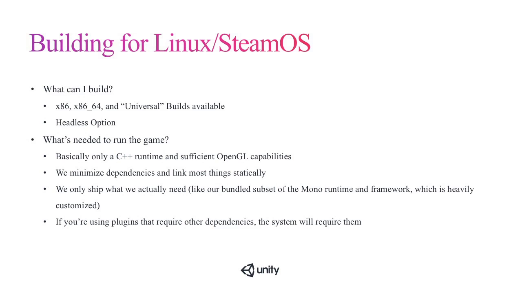As I said, we're very careful to stay compatible with the Steam runtime. When we build a player, we minimize dependencies. We try to minimize our system dependencies as much as possible, and we link most things statically, just to minimize any issues that might show up on an end-user machine. We also only ship what we actually need. For example, we ship our own version of Mono, which is used in our scripting engine, but that is a heavily customized version, and it's only the subset of Mono that we actually need. We don't ship the whole thing.